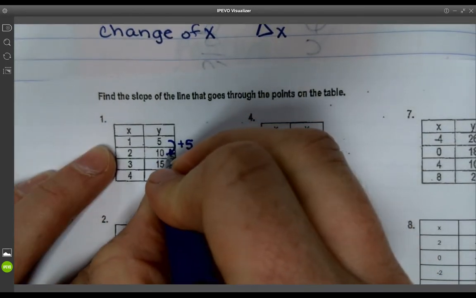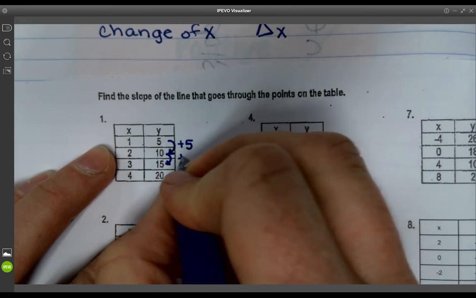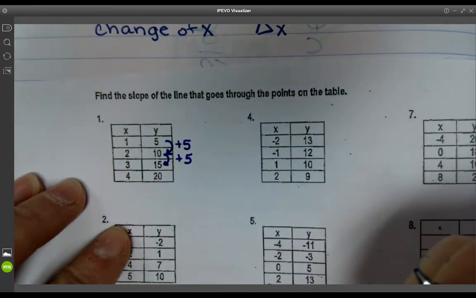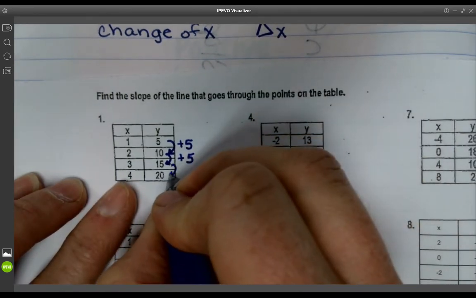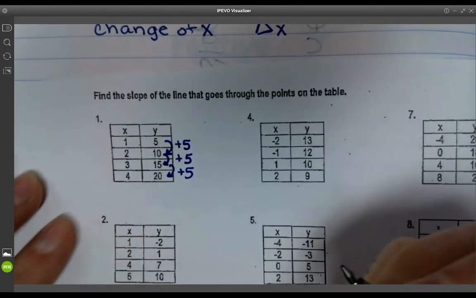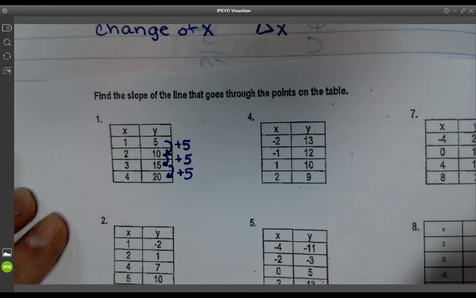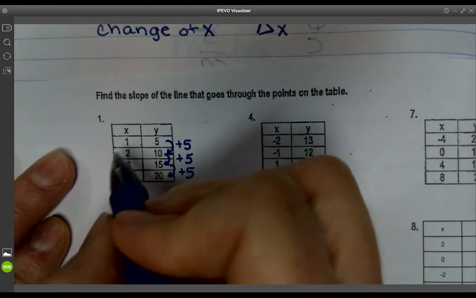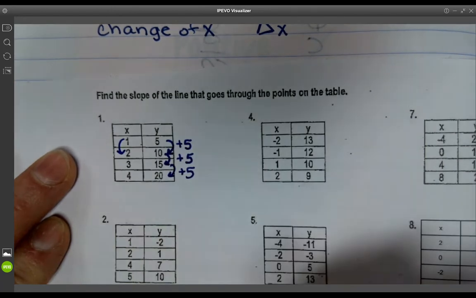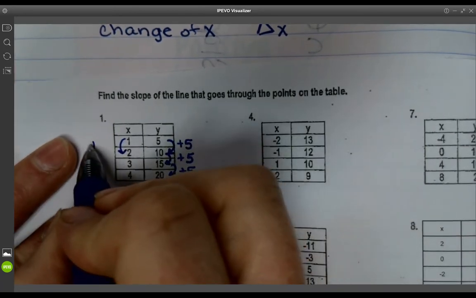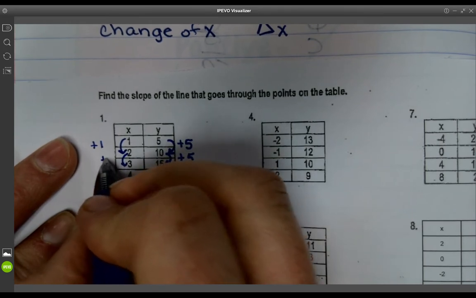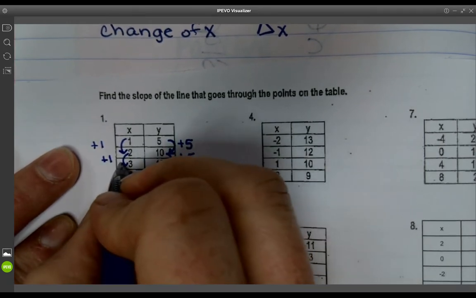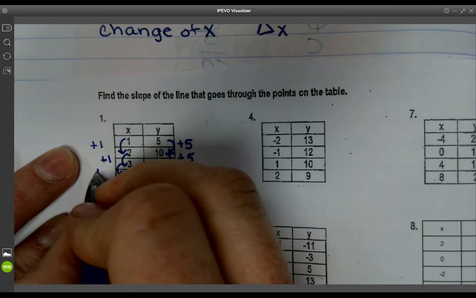Then I go to my next one, 10 to 15. That's also a plus 5. From 15 to 20, that's also a plus 5. Then our x's, we're going to do the x's going from 1 to 2, that's just a plus 1. From 2 to 3, another plus 1. From 3 to 4, another plus 1.